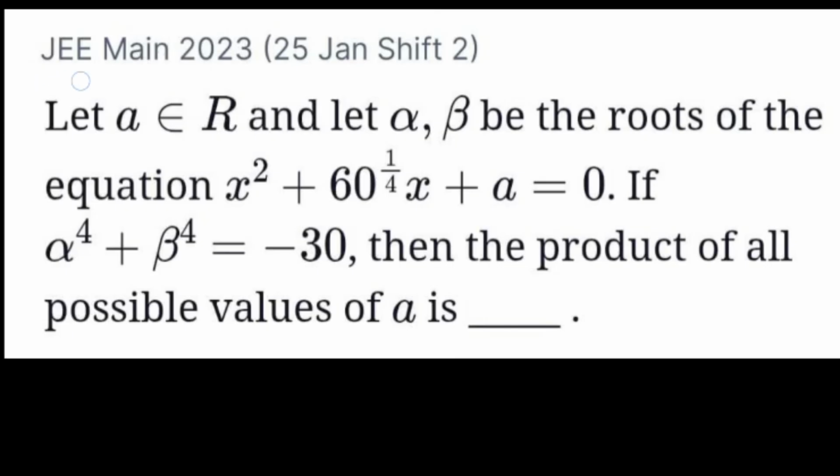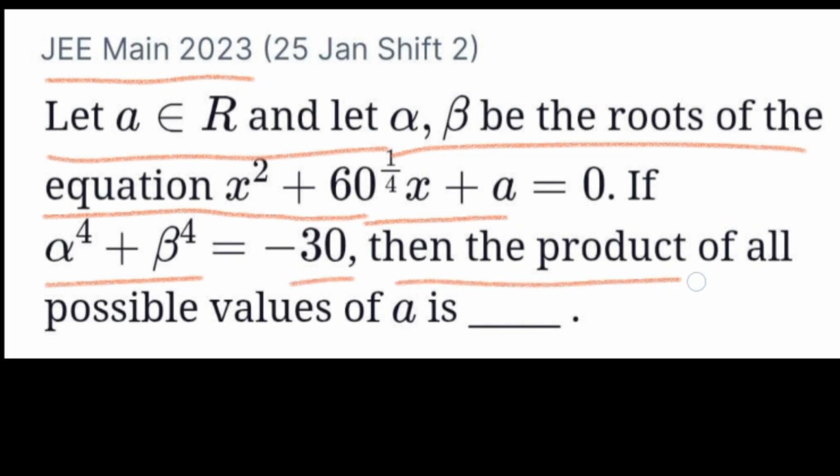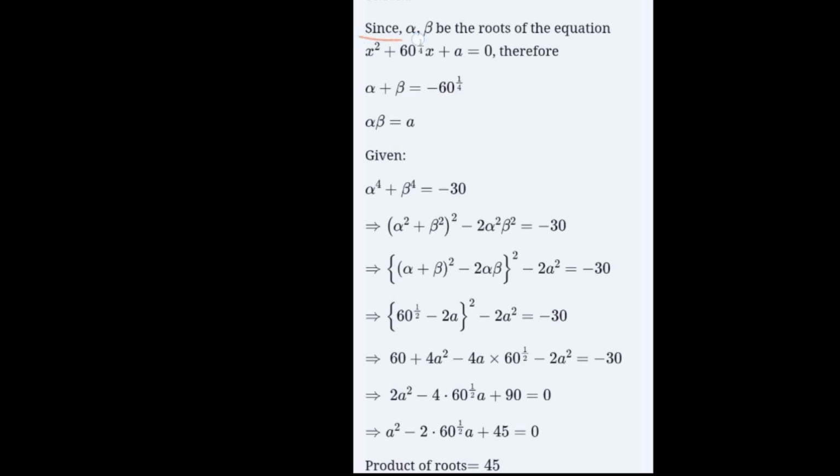One more JEE Mains 2023 bit. Let a belong to R, and alpha and beta are the roots of the equation x square plus 60 power 1 by 4 x plus a equal to 0. If alpha power 4 plus beta power 4 is equal to minus 30, then find the product of all possible values of a. Now alpha and beta are the roots of the equation x square minus 60 power 1 by 4 x plus a equal to 0.